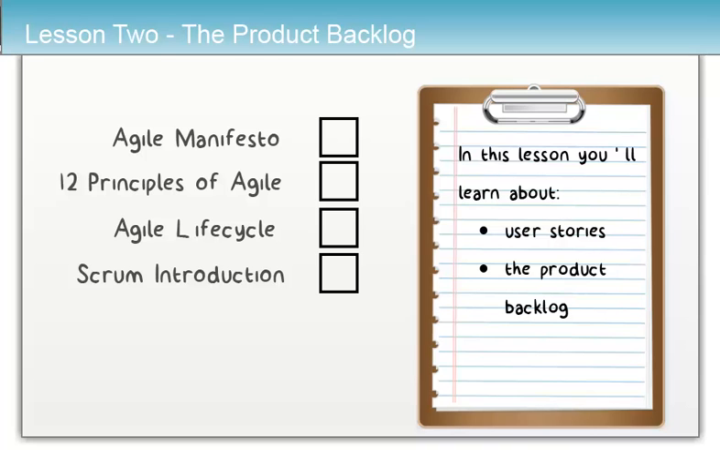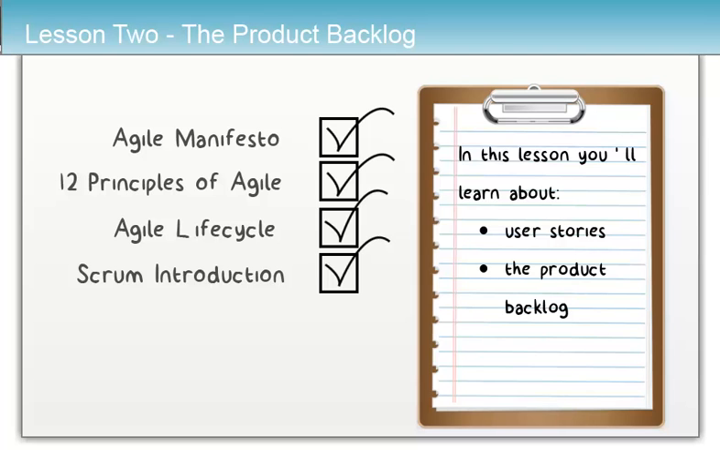In the last lesson, we learned about the Agile Manifesto, the 12 principles of Agile. We compared an Agile lifecycle to a traditional waterfall lifecycle, and were introduced to Scrum. In this lesson, we'll look at how an Agile project uses user stories and a product backlog to define and prioritize work in an Agile project.